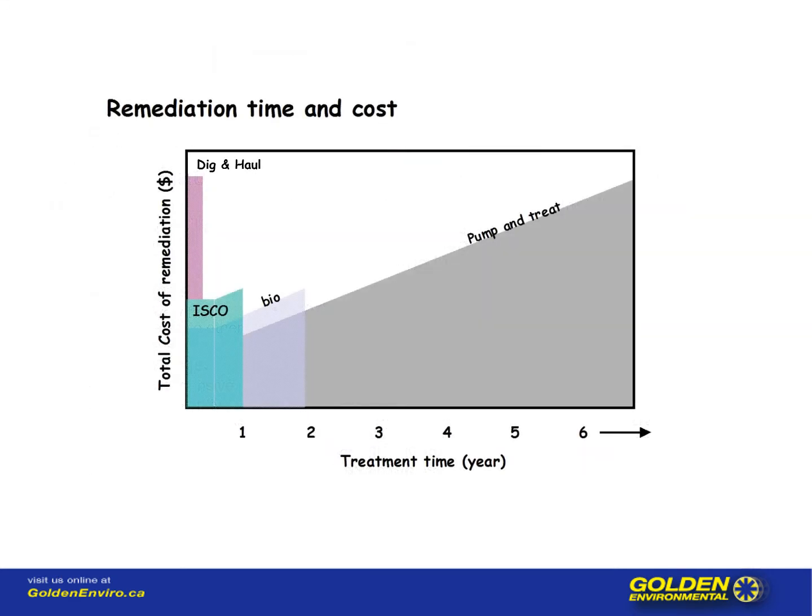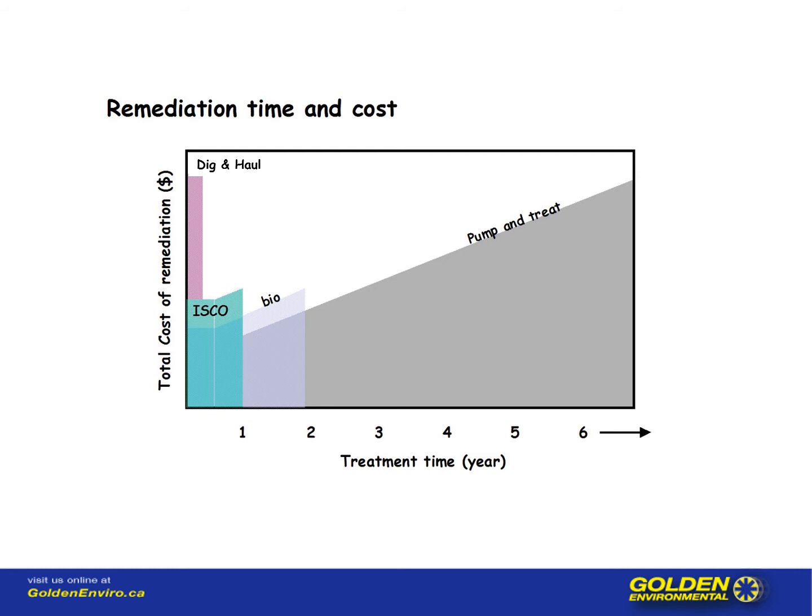Here's a chart that illustrates well the differences between dig and haul, in situ and ex situ, and a pump and treat system. Here on the left you have the relative cost on the vertical axis, and then you have the time on the horizontal axis. As you can see, dig and haul, in time it's very, very quick, but the cost is very, very high. And on the opposite end of the spectrum, you have pump and treat, which at the beginning, the cost is relatively low, but then gradually increases over time until it becomes very costly.